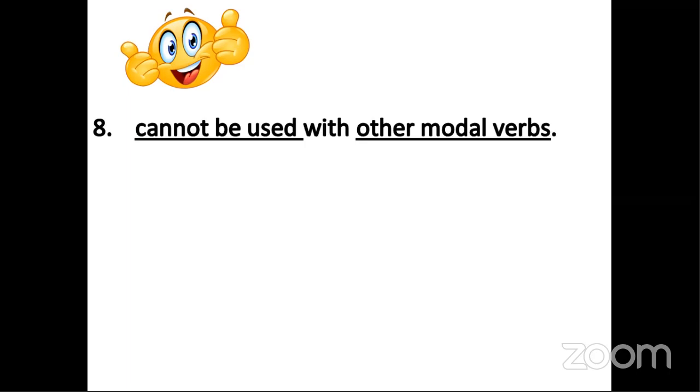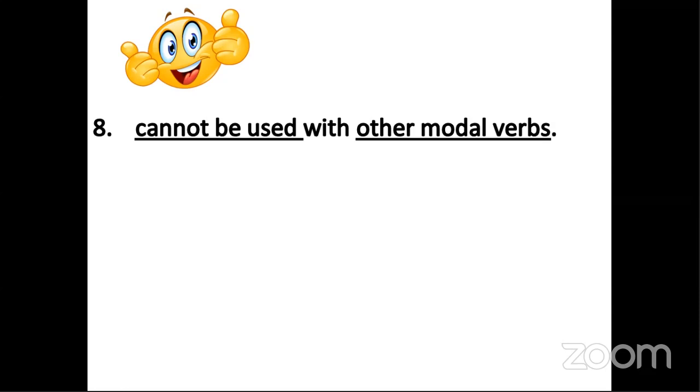Then what was our eighth characteristic? We cannot use modal verbs with other modal verbs. So I had given you the example of the student and mathematics. Students might find math difficult at the beginning. Students can find the math difficult at the beginning. We can have two different modals almost giving us the same meaning, but I cannot use both of them together. I can never say "students might can find math difficult at the beginning."